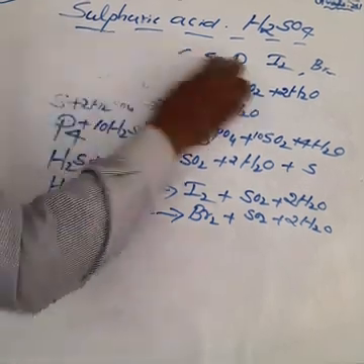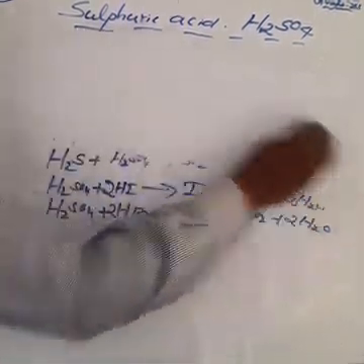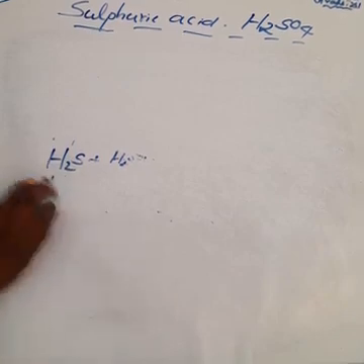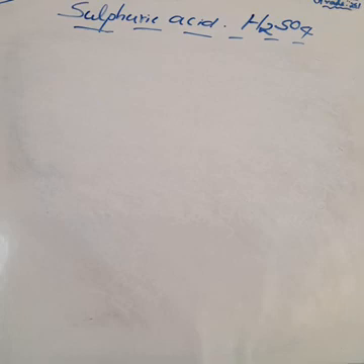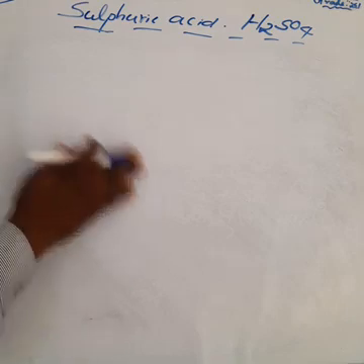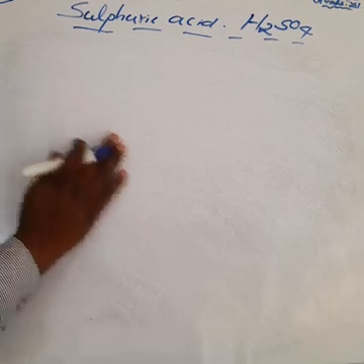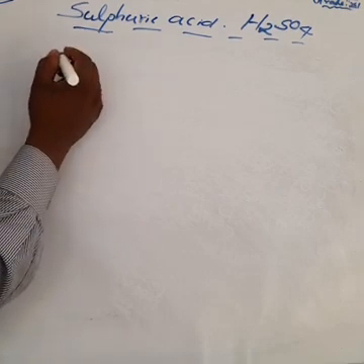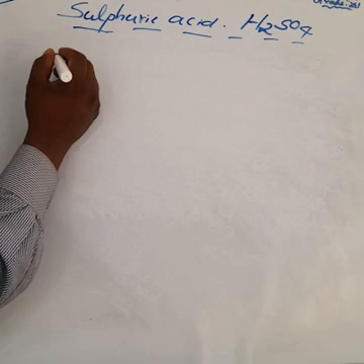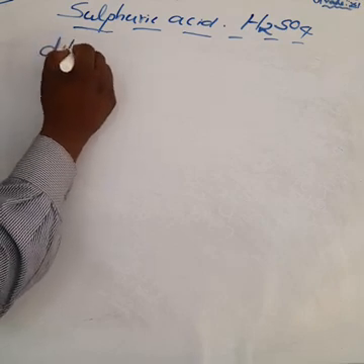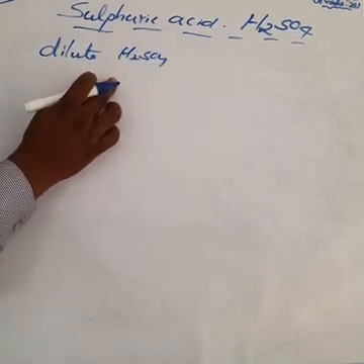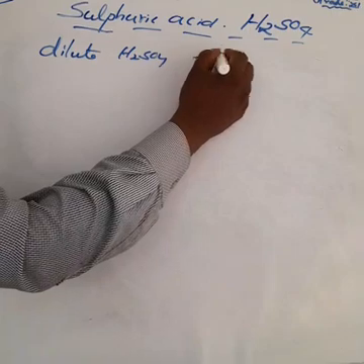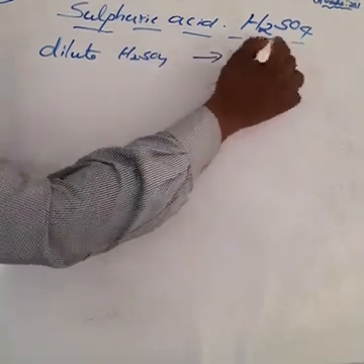Here, what happens? Sulfuric acid reacts with the metal. Here I am taking 4 metals. One is the zinc metal, aluminium metal, copper metal, and also lead metal, am I right? Here, first I am taking dilute sulfuric acid. Don't forget, my dear children, dilute sulfuric acid liberates hydrogen gas. Don't forget that. I will ask the question, okay?